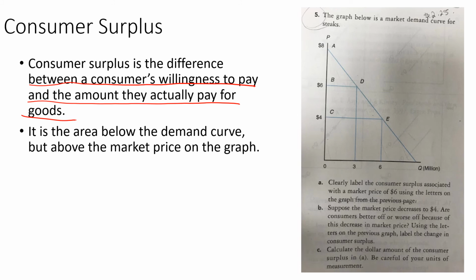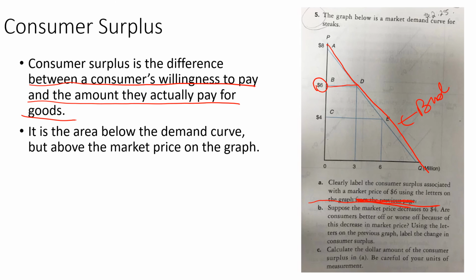So we're going to actually do this problem. This is another problem in your text, and we'll go through it right now. Clearly label the consumer surplus associated with a market price of $6 using letters on the graph. Okay, so they're saying we pay $6 for this good. If we pay $6, this is our budget line.